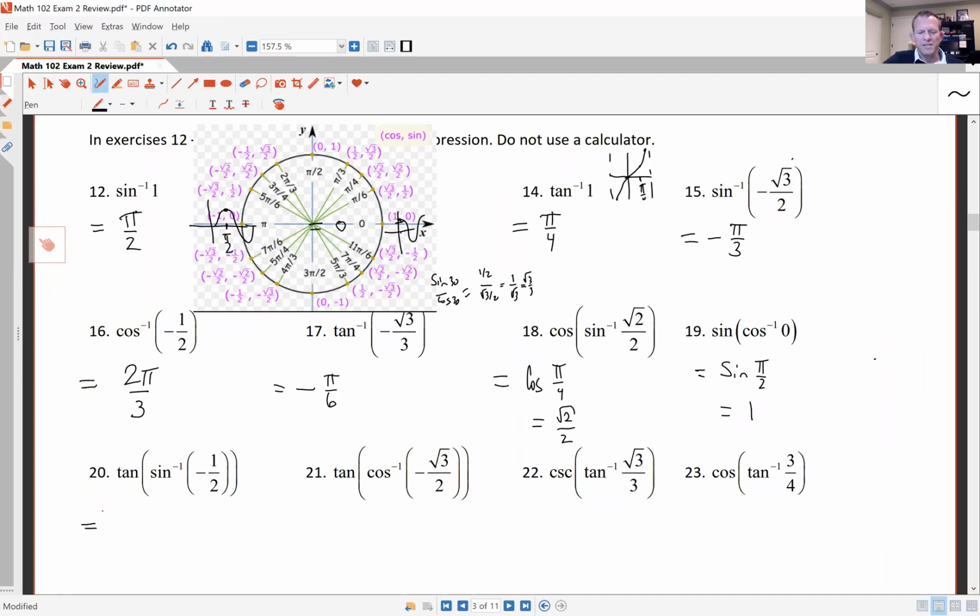Tangent of inverse sine of negative 1/2. Inverse sine of negative 1/2. We know the sine of 30 is 1/2, but it's a negative 1/2. So we're down there at negative pi over 6.